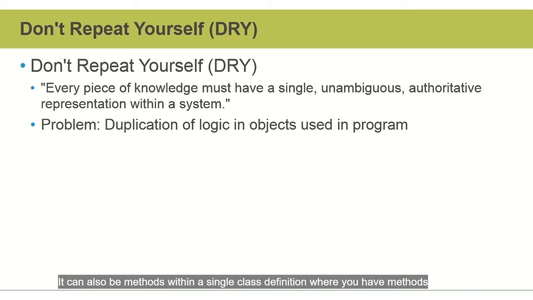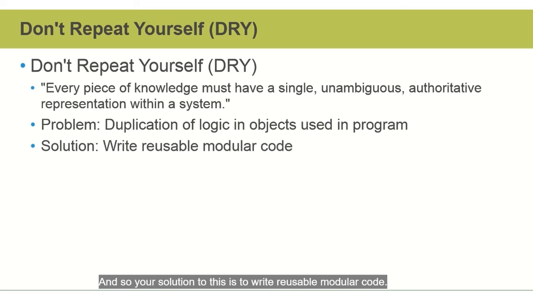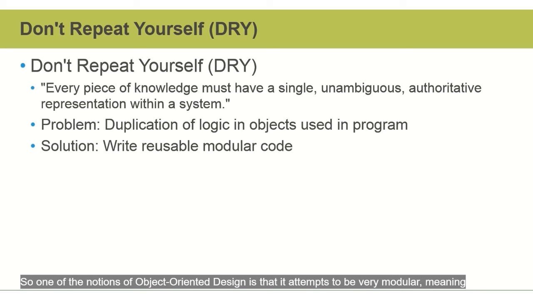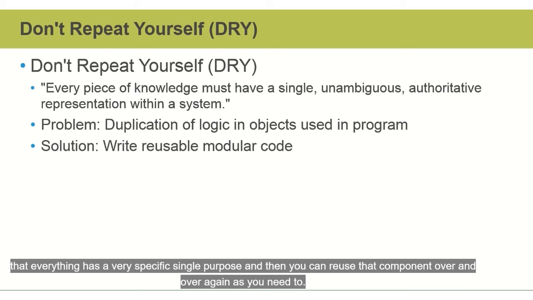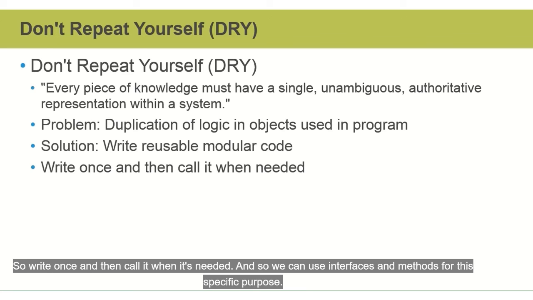It could also be methods within a single class definition where you have methods that are repeating the same calculations over and over again. And so your solution to this is to write reusable modular code. One of the notions of object-oriented design is that it attempts to be very modular, meaning that everything has a very specific single purpose, and then you can reuse that component over and over again as you need to. So write once and then call it when it's needed. And so we can use interfaces and methods for this specific purpose.